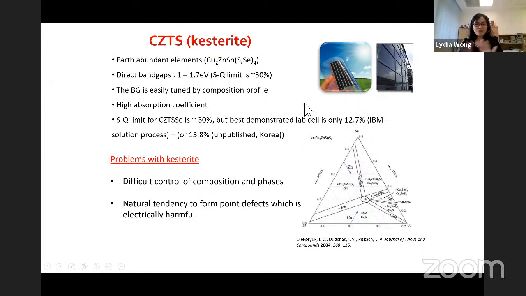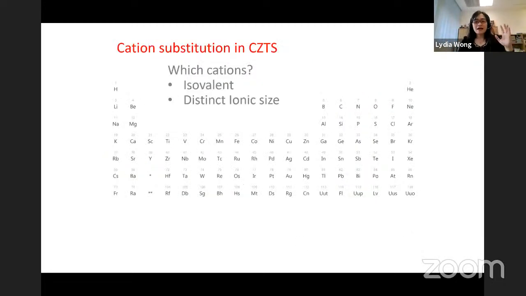Okay, now coming back to solar cells. The problem with this material is there are too many defects in it. To make a short point, this is a defective material. And how can we reduce the defects? By substituting, changing the composition of copper, zinc, tin, sulfide. If we look at the periodic table, how can we do that?